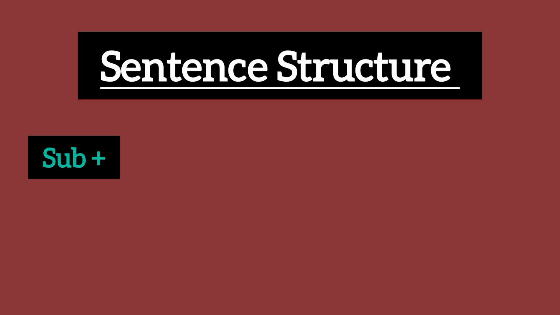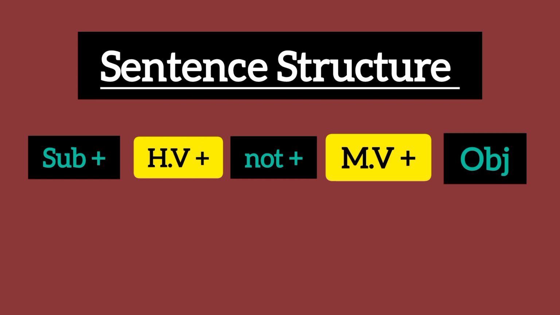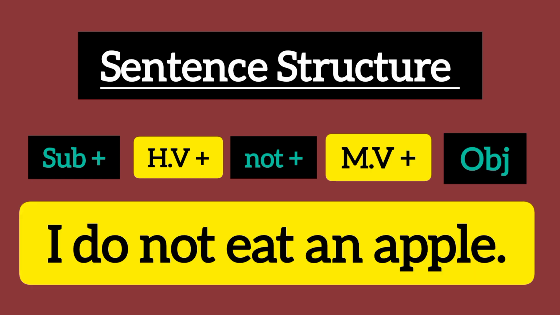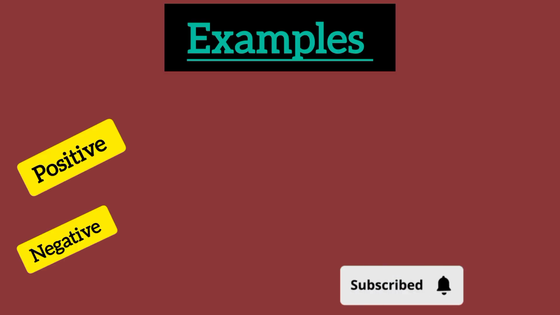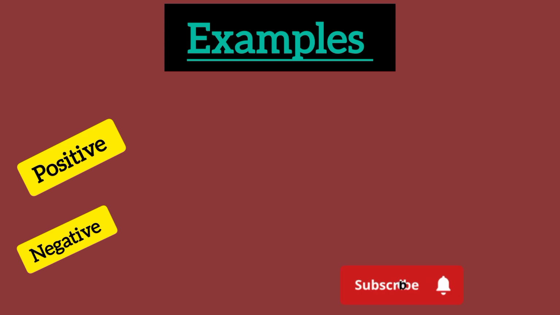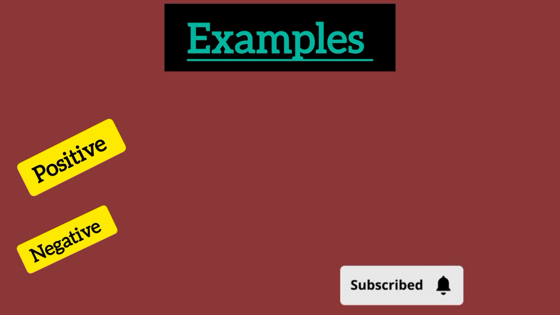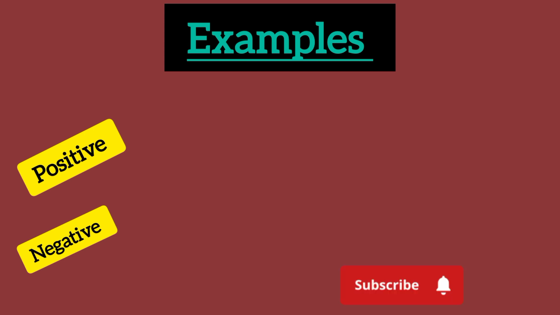Here is an example of the negative sentence. First I have a subject, helping verb, not, main verb and object. I do not eat an apple. This is an example of a negative sentence. Here are a few examples of the present indefinite tense where we have positive sentences and we change them into negative sentences. For negative sentences we use do and does according to the subject.